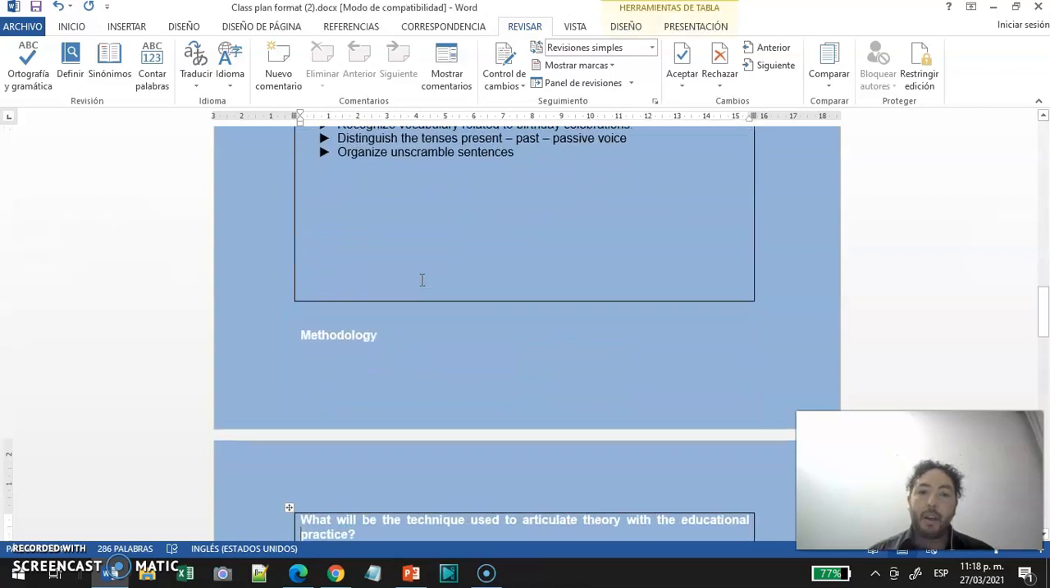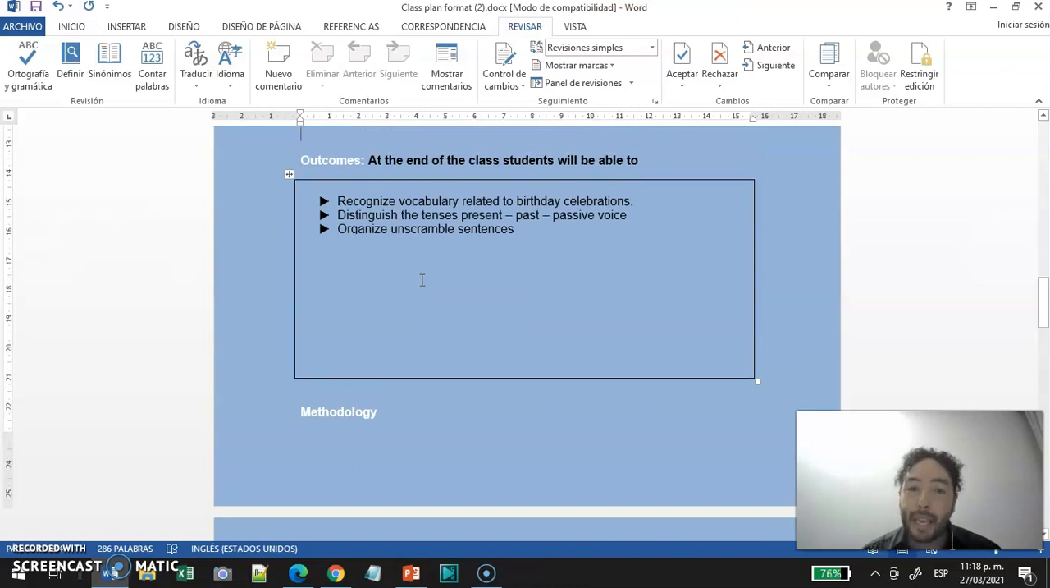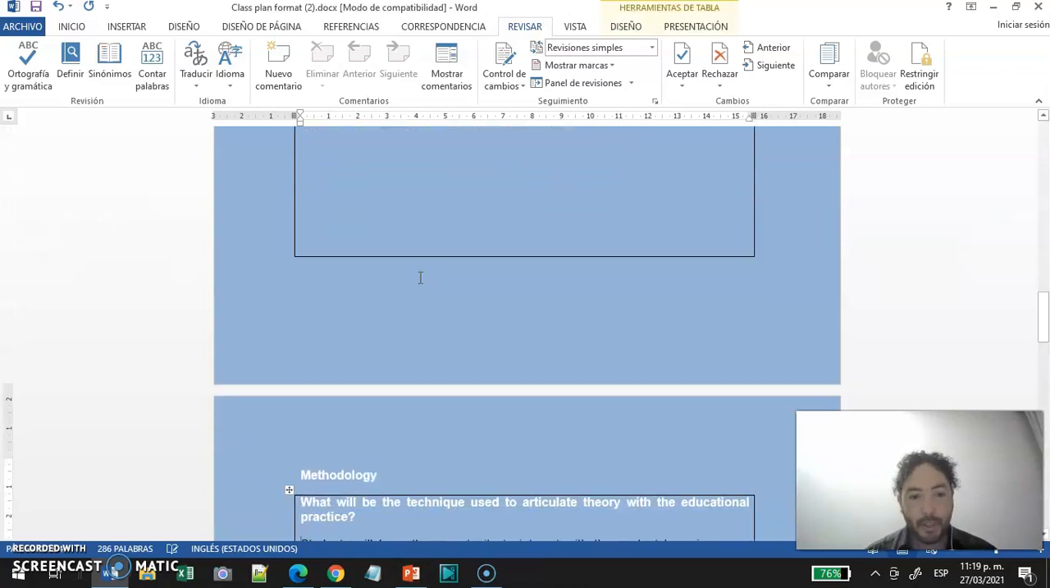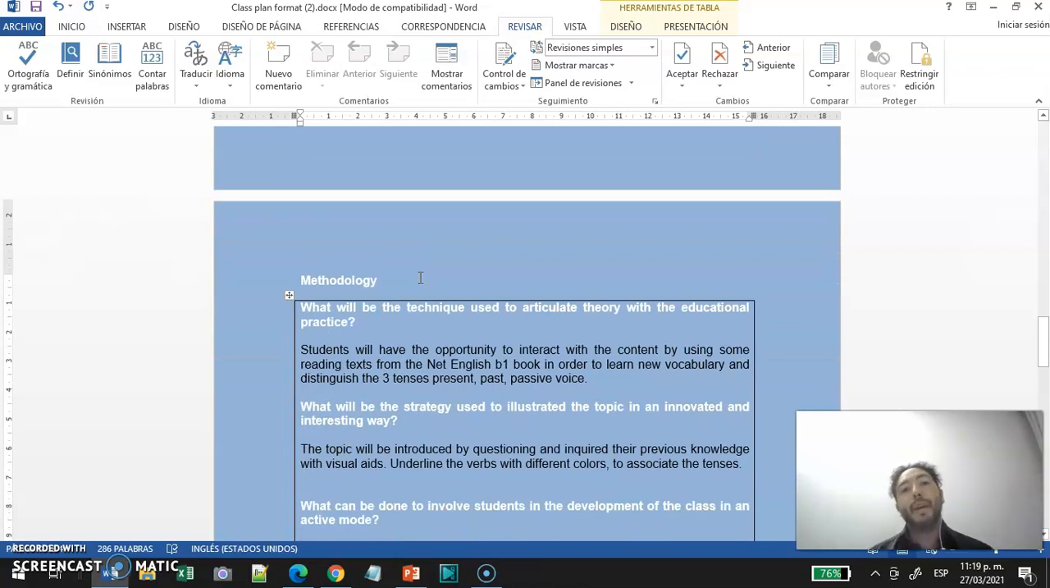The outcomes for the class: at the end of this lesson, students will be able to recognize vocabulary related to birthday celebrations, distinguish the tenses, present, past, and passive voice, and organize scrambled sentences. Regarding the methodology, we're going to scroll down here and have 5 interesting questions to make the class plan.